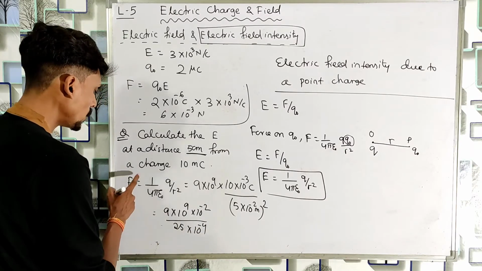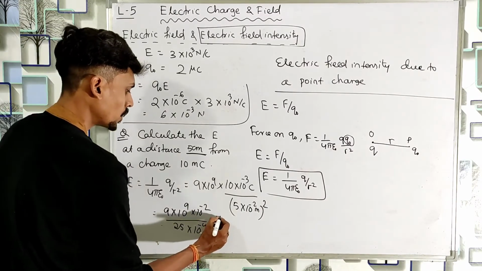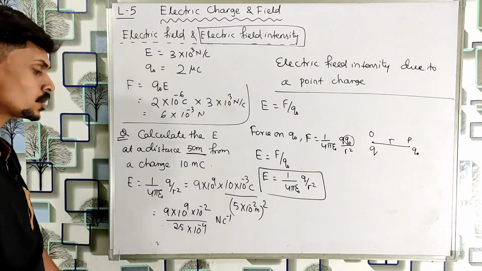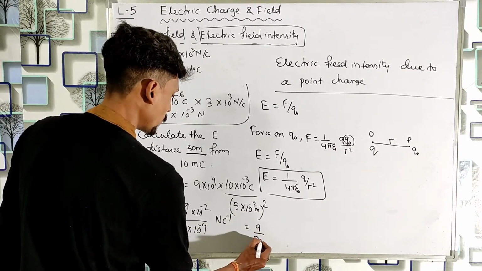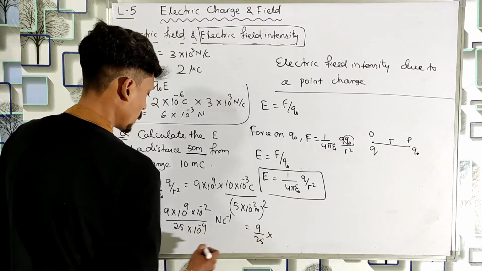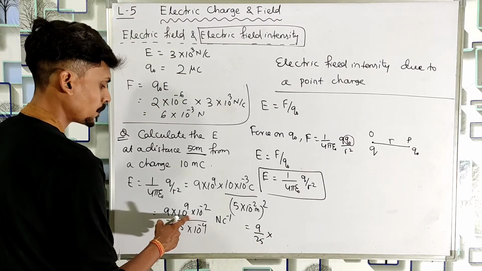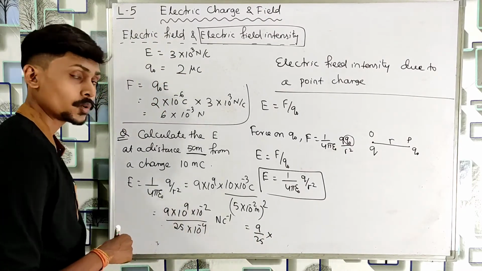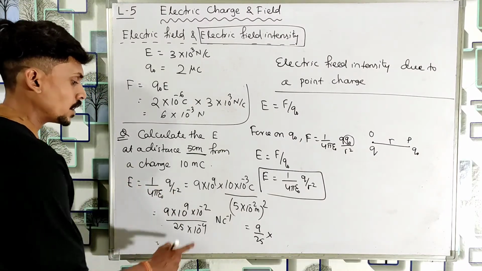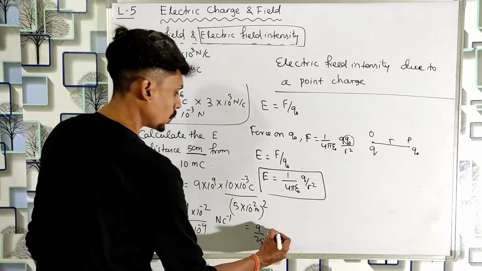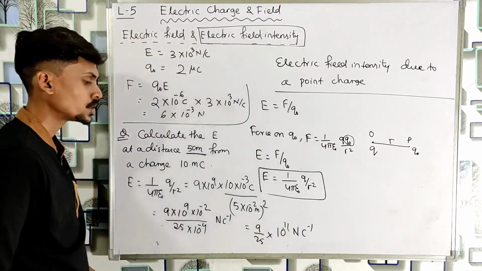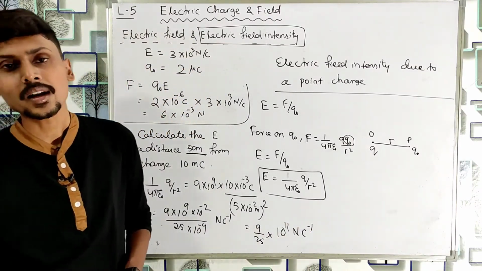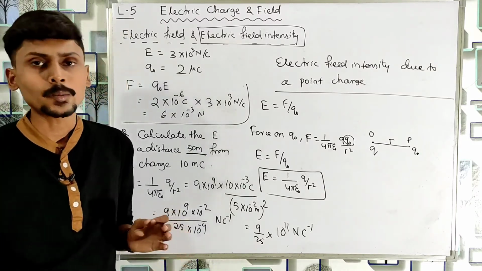Okay, and the unit of electric field intensity will be Newton per coulomb or Newton coulomb inverse. So this will be how much? 9 by 25 into 10 to the power 9 into 10 to the power plus 4, that means 10 to the power 13 into 10 to the power minus 2. So it will be 10 to the power 11 Newton per coulomb. So this is the way to calculate the electric field intensity due to a point charge.